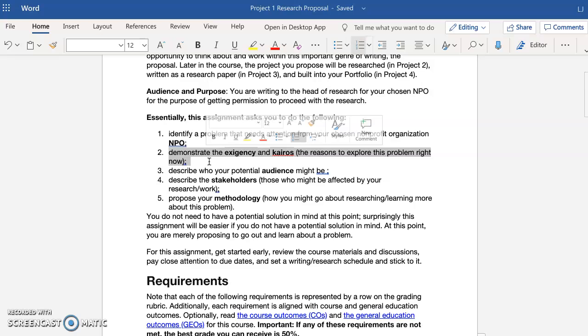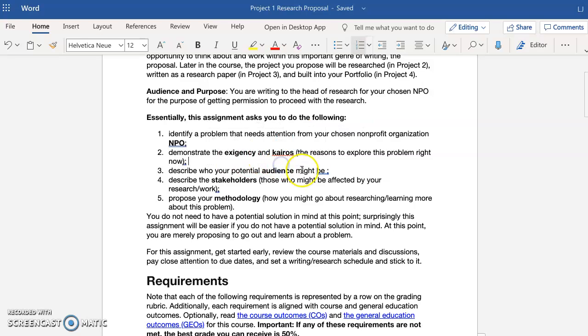Those examples are kind of general, but they show you that if you've got a problem, and you've got exigency, and you've got kairos, you've got a pretty serious problem that everyone is going to agree needs some more work. That's why I want you to find all of those reasons that the problem is important.